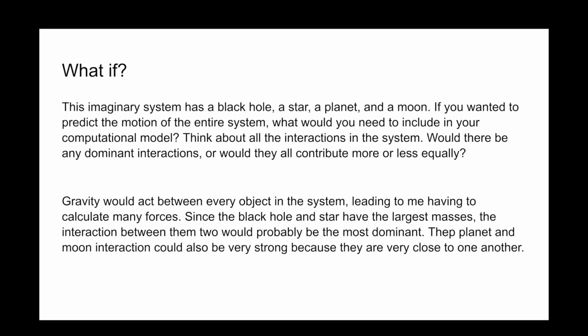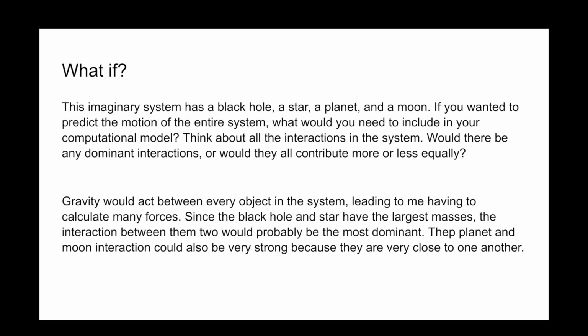What if this imaginary system has a black hole, a star, a planet, and a moon? If you wanted to predict the motion of the entire system, what would you need to include in your computational model? Think about all the interactions in the system. Would there be any dominant interactions, or would they all contribute more or less equally? So we know that they will not all contribute equally, because FG is constantly changing, depending on the size of the object or the distance between those two objects. So I'll explain below, but they will not be equal.